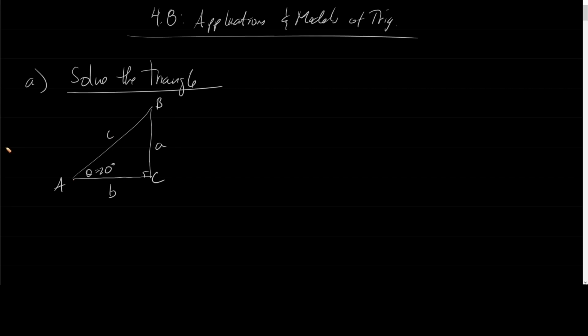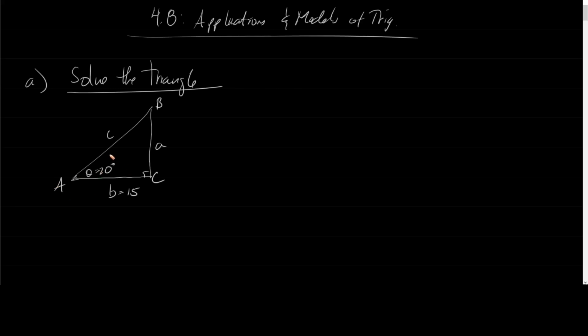Now, let's say that b was equal to 15. The idea here is, when we solve a triangle, we want to figure out what the rest of the angles are, as well as what all the sides are. First, let's see what we can figure out. We have this angle theta over here at A to be 20 degrees.